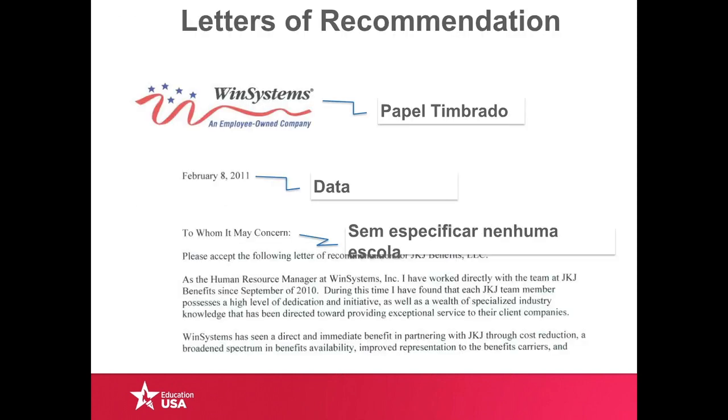So all the letters of recommendation that you're going to be requesting from your school need to come on branded paper. What is that? Papel timbrado with the logo of the school. It needs to have a date and it needs to say "to whom it may concern" because we're not going to be putting down the name of the schools that you're applying to. This letter of recommendation is going to go to all the schools that you're applying to, so we cannot do every single one. We would have to change the letterhead. So that's why it needs to be very standardized. Each school will receive the same letter.